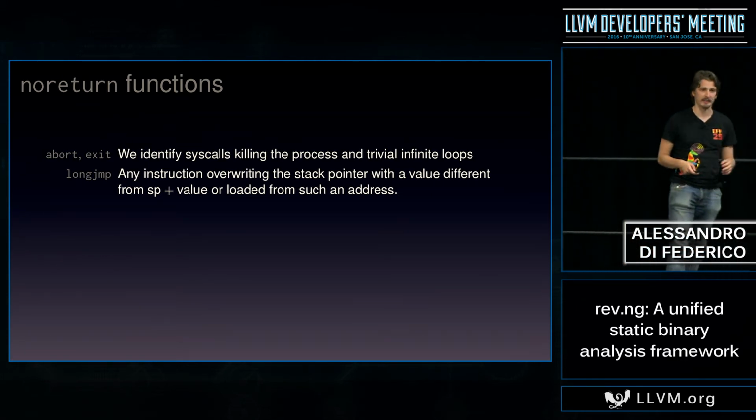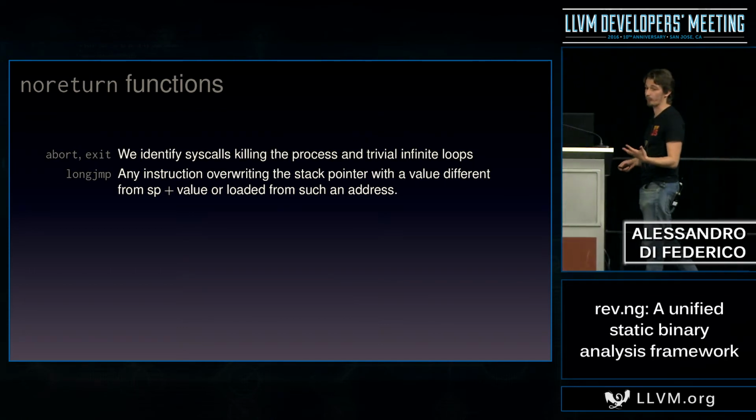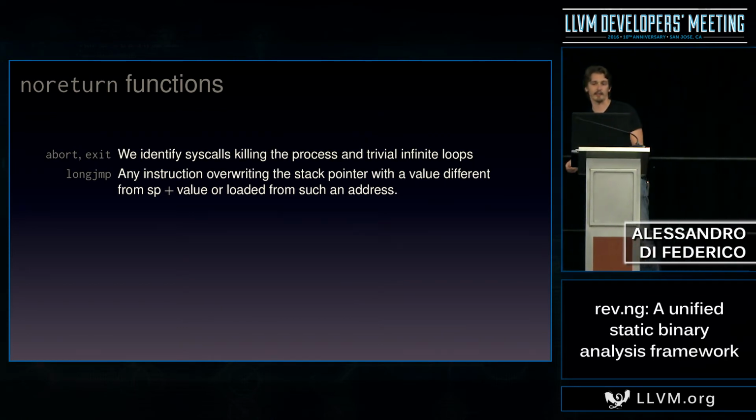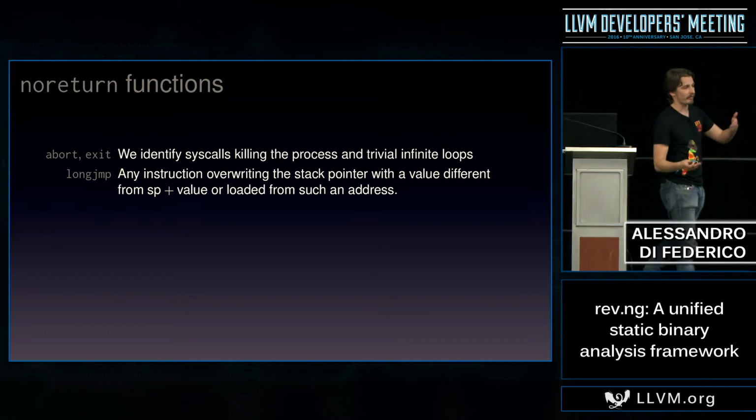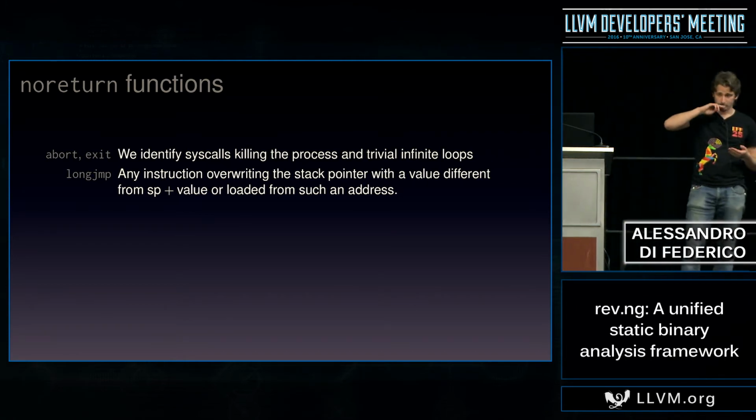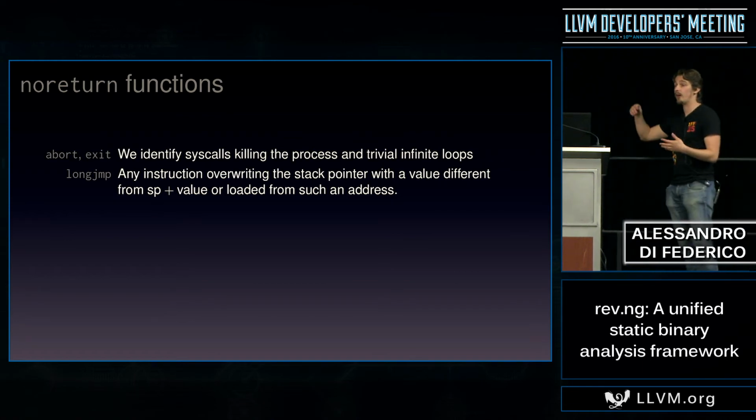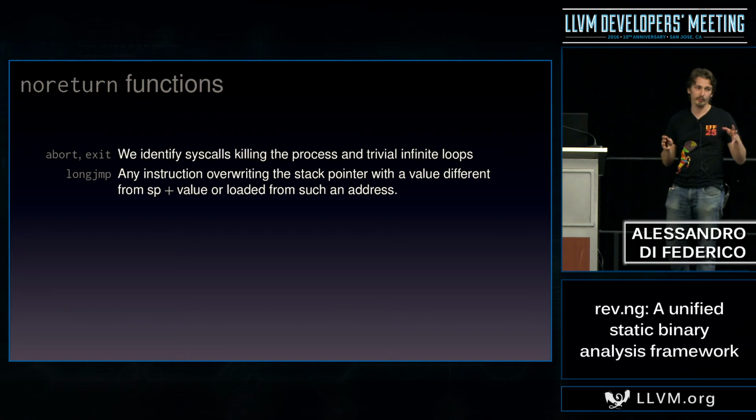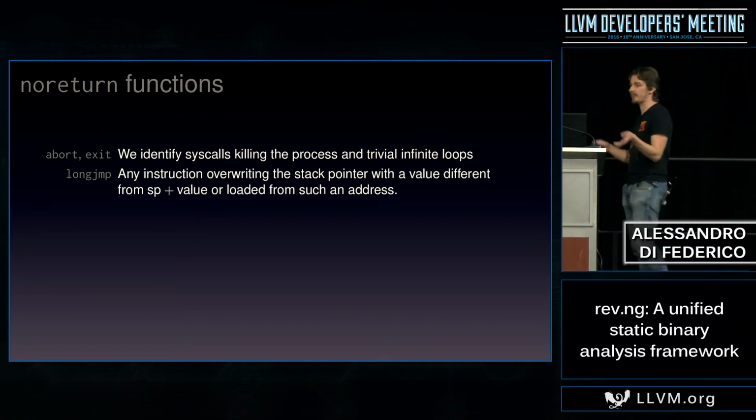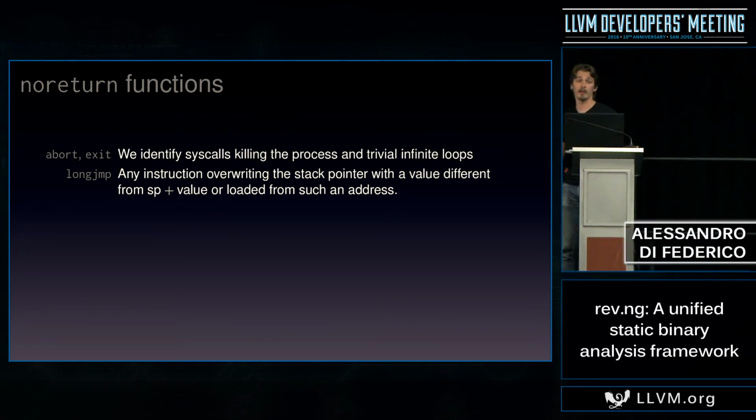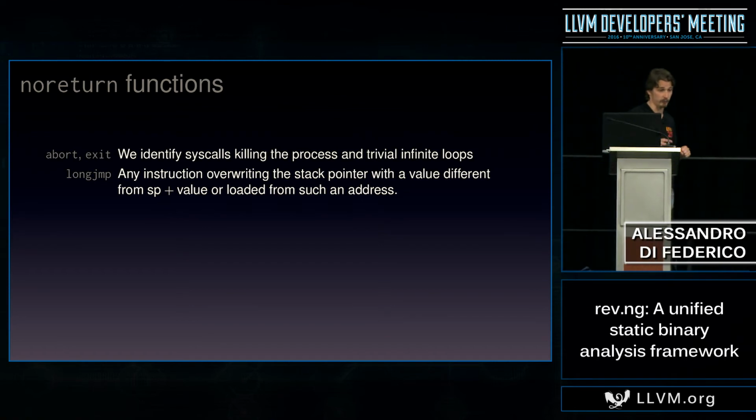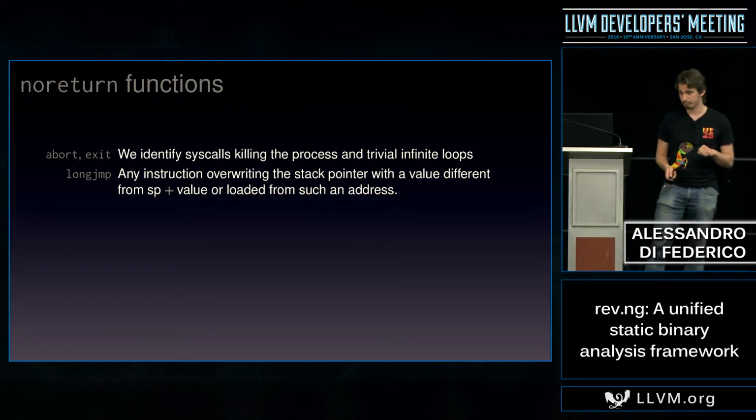Basically, we identify them because they write to the stack pointer register in a weird way, in the sense that usually you modify the stack by writing a value which is either relative to the previous value of the stack pointer, or it's a value that you have loaded from the stack itself. If you're writing something to the stack pointer in a way that does not resemble one of these two ways, we mark this as a long jump, and we mark this as a killer basic block too.